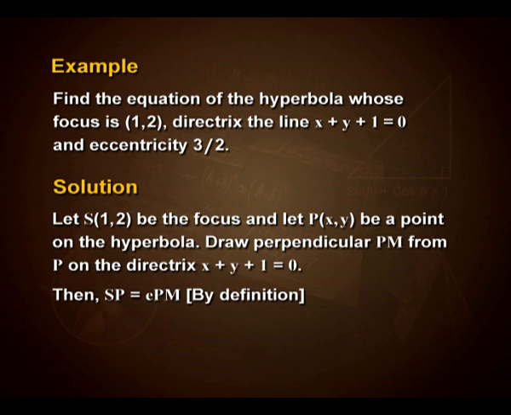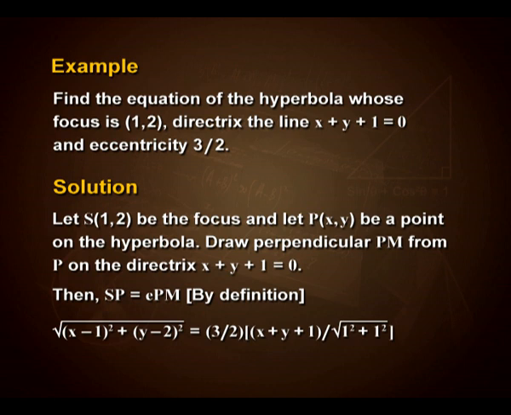Therefore, using the distance formula we can write this as square root of (x minus 1) whole square plus (y minus 2) whole square is equal to 3 upon 2 into (x plus y plus 1) divided by square root of 1 square plus 1 square, which on simplification gives us (x minus 1) whole square plus (y minus 2) whole square is equal to 9 upon 4 into (x plus y plus 1) whole square upon 2. This we have obtained on squaring both the sides.